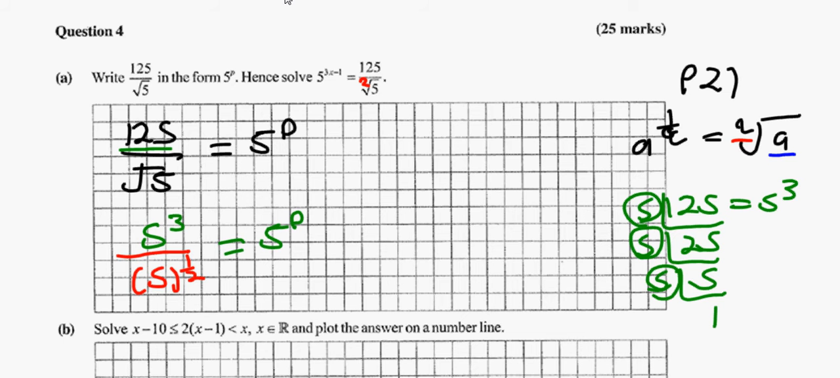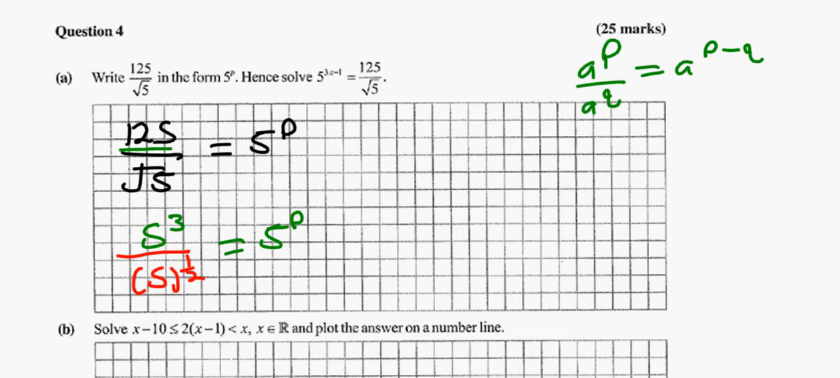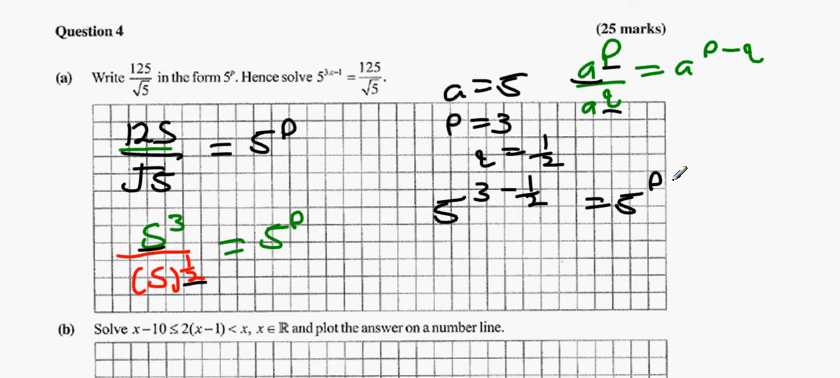Now there's another rule, the division rule. If you have a to the power of p divided by a to the power of q, it ends up to be a to the power of p minus q. In this case, a is 5, p is 3, and q is a half. So it's 5 to the power of 3 minus a half, which equals 5 to the power of p. Therefore, it's 5 to the power of, now what's 3 minus a half in the calculator?